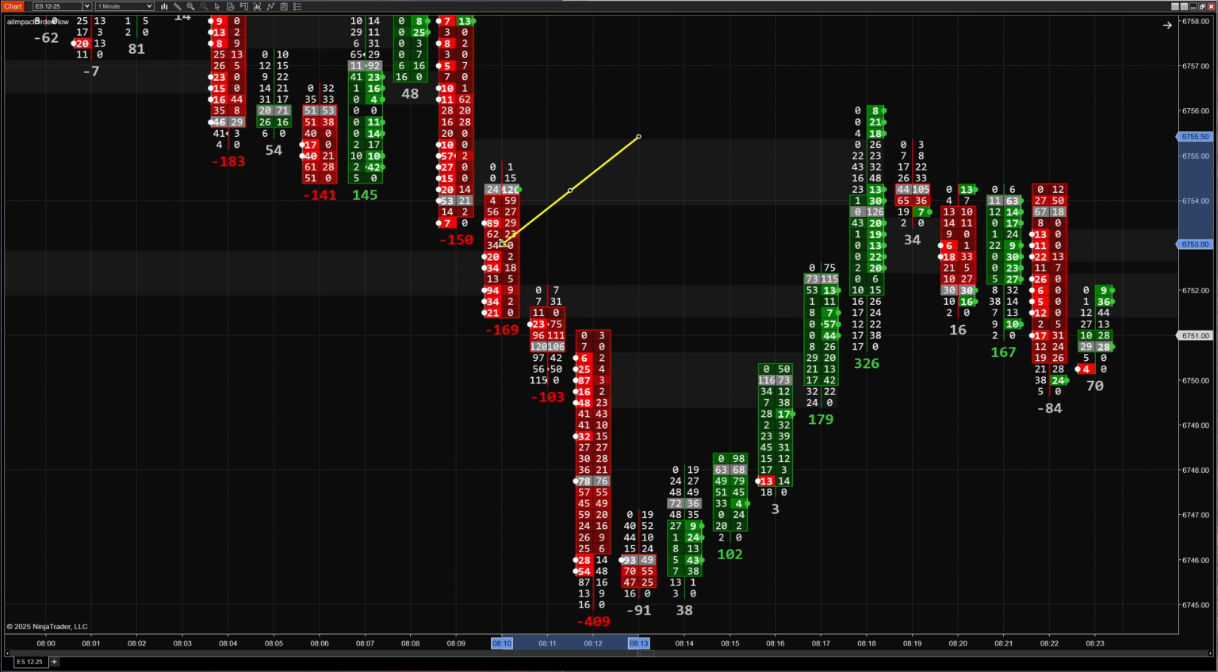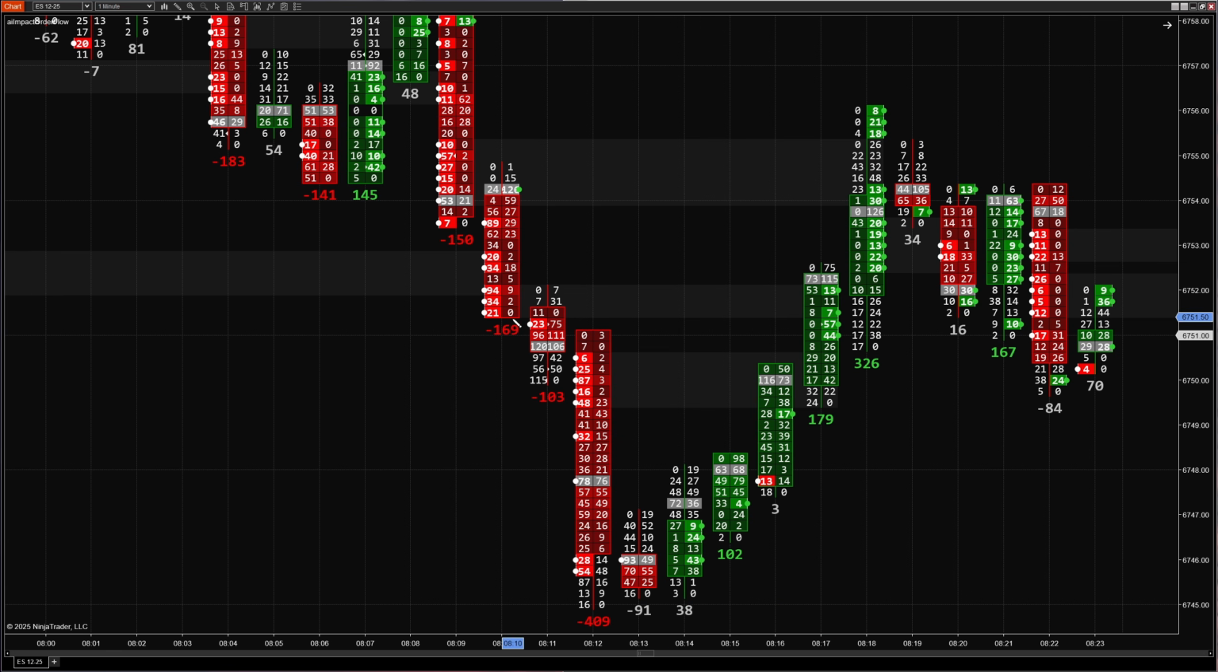Well, look what we have as the market comes down. And this is the beautiful thing about order flow. Let's pay close attention. The delta, -150, -169, -103. That's a little bit suspect right there. -409. And then we get a -91, then a +38. So right here, we also start to get a delta flip.